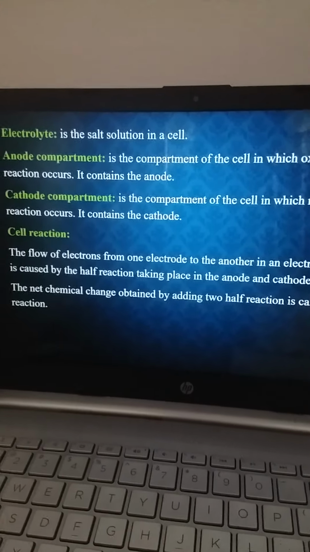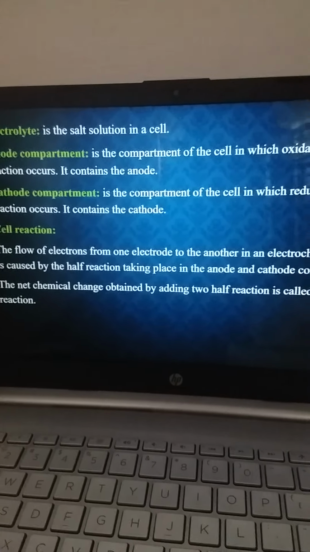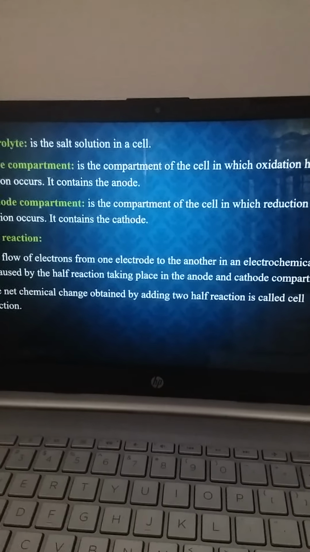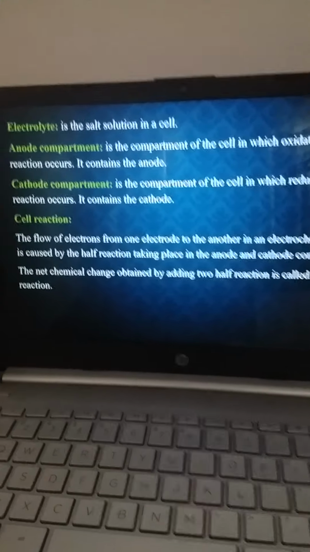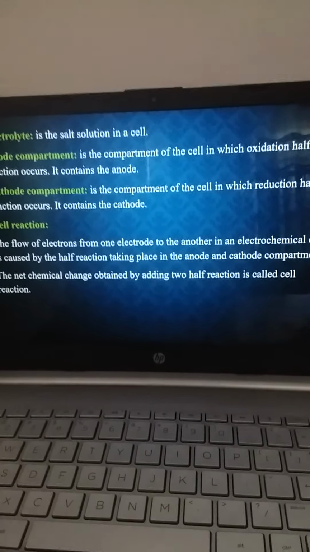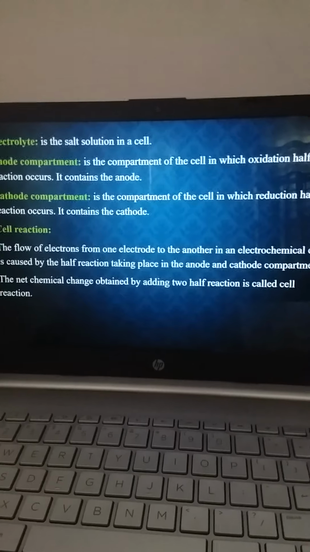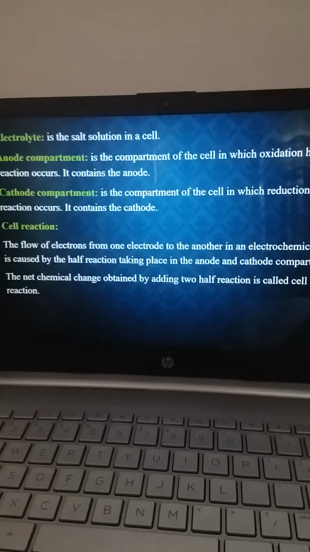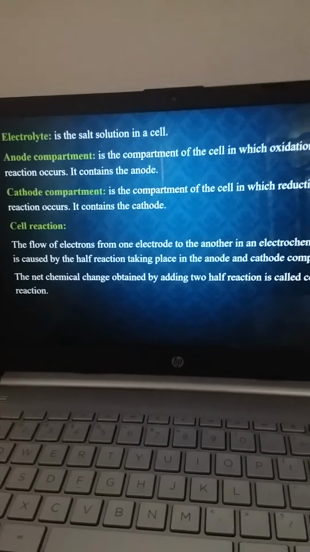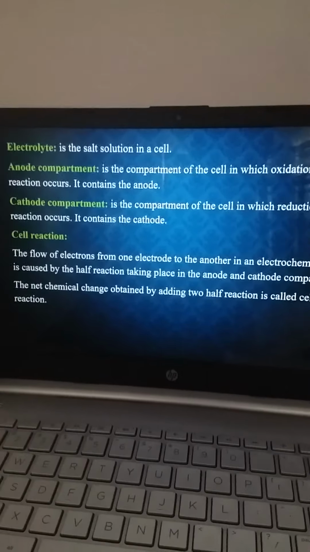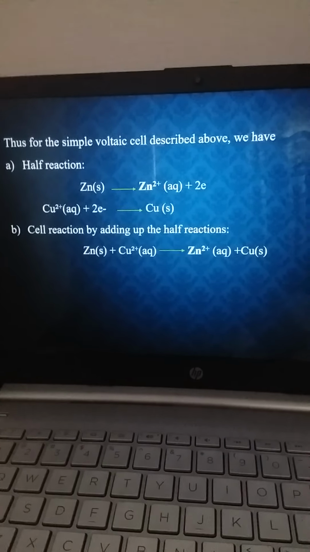Next we will define the cell reaction. In an electrochemical cell the flow of electrons takes place from one electrode to another. So half of the reaction takes place at the anode compartment and half of the reaction at the cathode compartment. Finally, the net chemical change obtained by adding the two half reactions is known as the cell reaction. If that is clear, we will see the overall reaction.